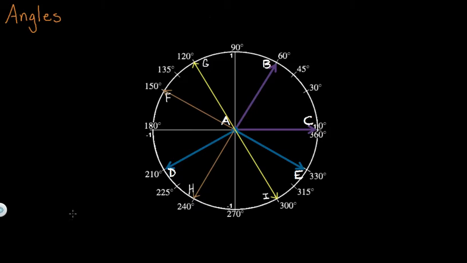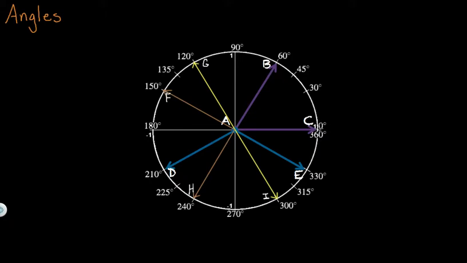Angles are measured in either degrees or radians. The easiest way to think about angle measures in degrees is to think about a pie being sliced into 360 equal slices. Each one of those individual 360 slices represents 1 degree. And so that gives us this unit circle basically here.